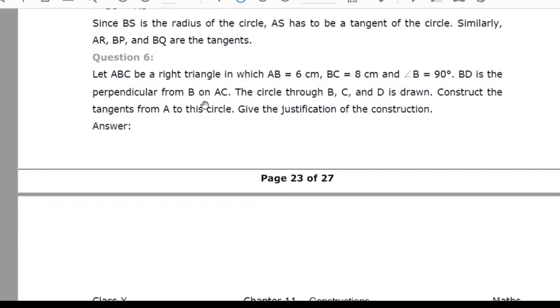Let ABC be a right triangle. In this, BD is perpendicular from B on AC. The circle through B, C, D is drawn. Construct the tangent from A to the circle. Give the justification of the construction.